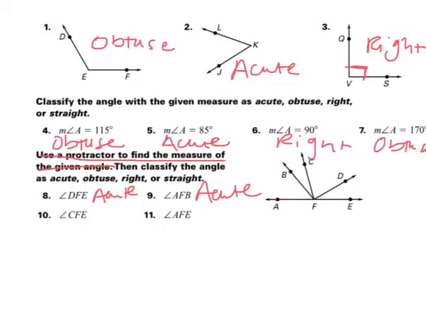All right, and number 10, we have angle CFE right here. That is more than 90. That would be an obtuse angle. And the last one, angle AFE. That would be an example of a straight angle. See how it makes just that straight line, just like that.